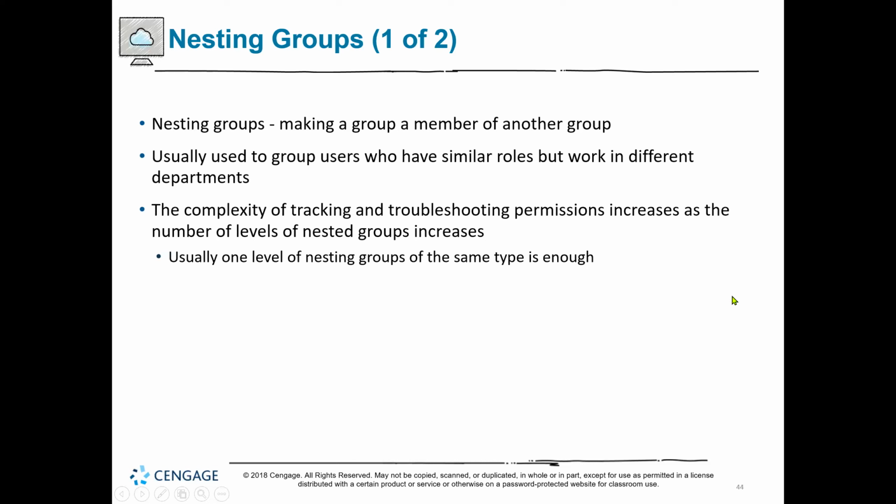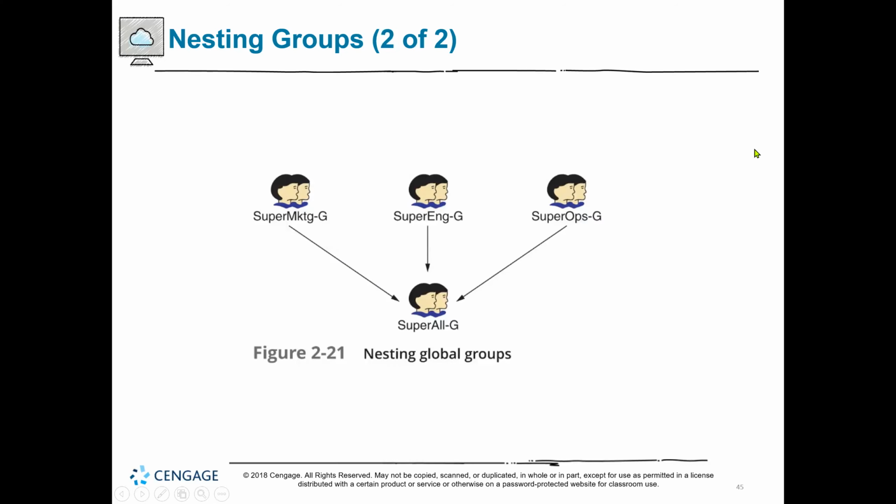So basically, they're trying to say, don't nest and nest and nest and nest, because the more you do, the more problems, the more troubleshooting and complexity issues you're going to have. So this is an example of a nested global group. You have your marketing, engineering, ops, and then you have your super group that they're nesting within.